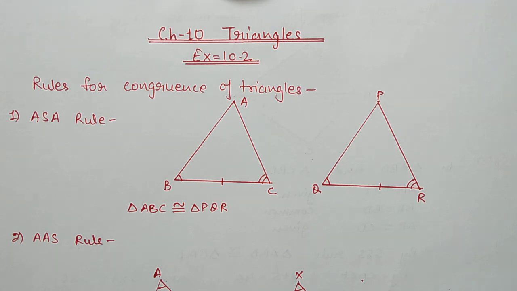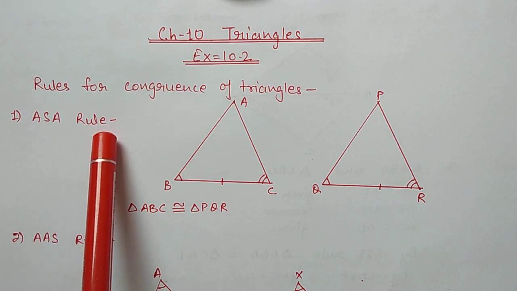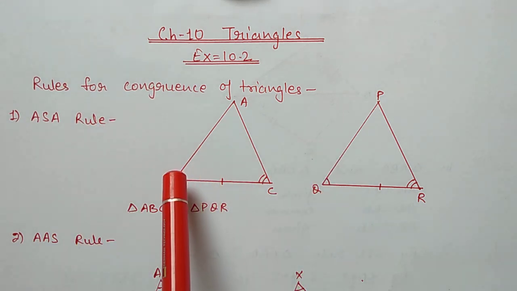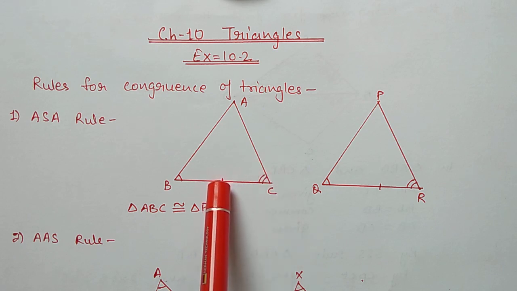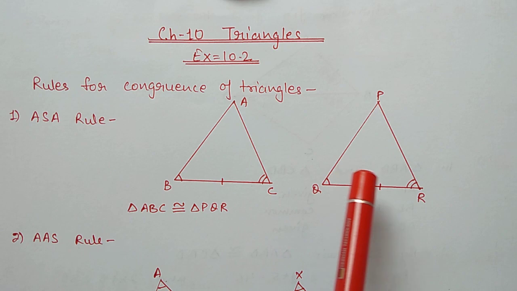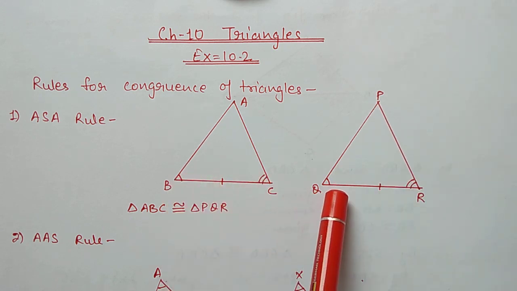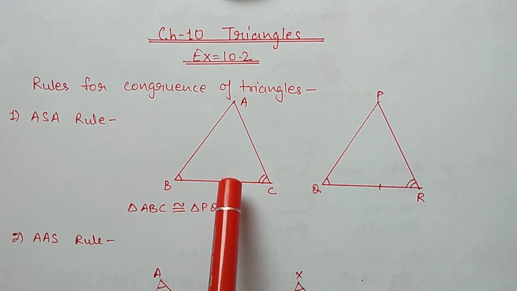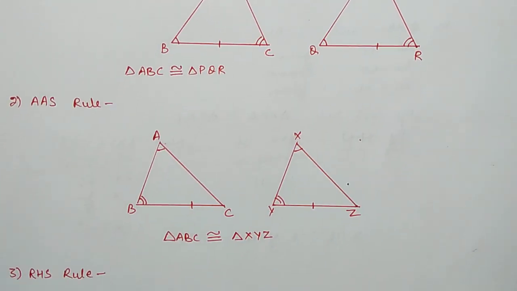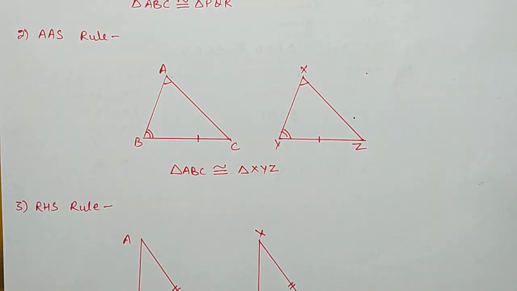Now the next rule we have is the angle side angle rule. According to this rule, if for two triangles, two angles and the included side are compared, angle B to Q, C to R and BC to QR, and they are equal, then these two triangles will be congruent by the angle side angle rule. The second rule we have is the angle angle side rule.